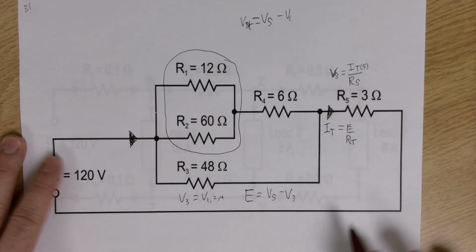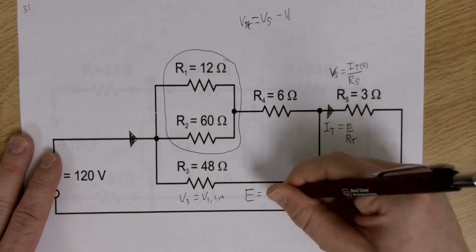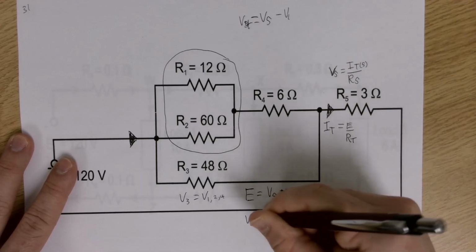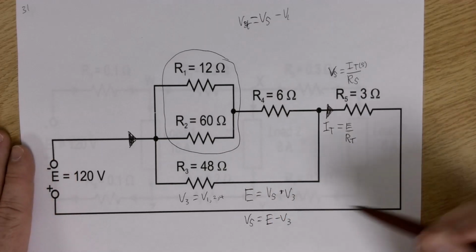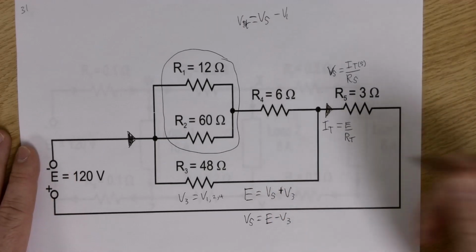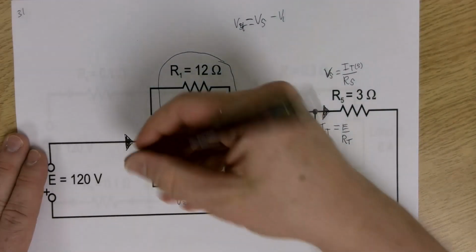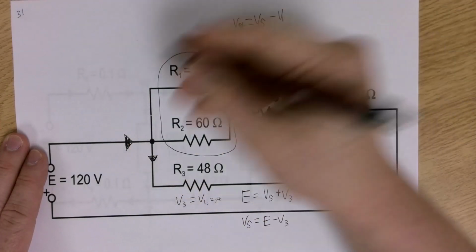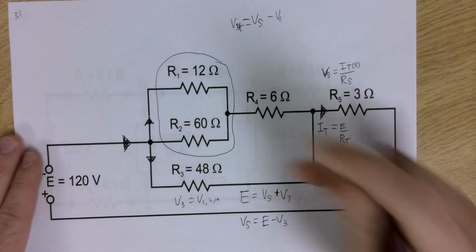Okay, I have V5. That means, E equals V5 plus V3. Pardon me. V5 would equal E minus V3. Apologies for that if that confused you. And then we would know our current that would be coming down here once we get the voltage across R3. And then we know we have current here, so on and so forth.